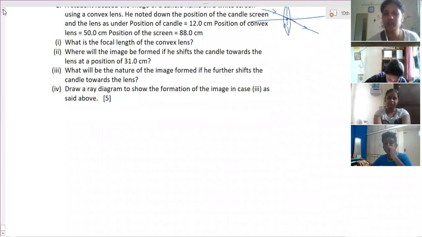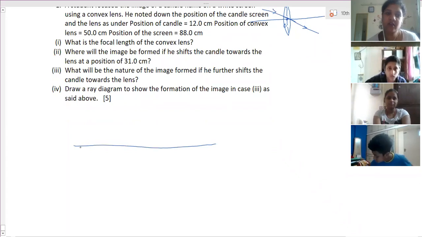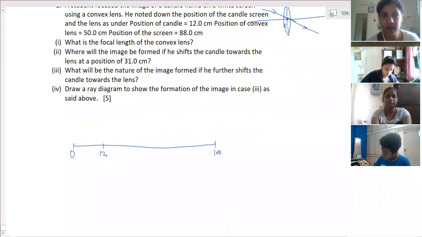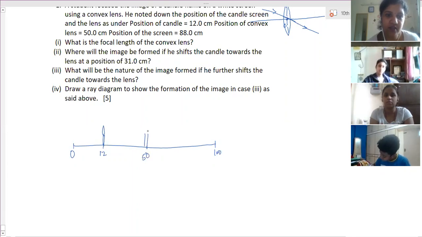So now this is actually the meter scale on which your objects have been placed. It starts from 0 to 100. At the 12 centimeter mark, here the candle is placed. Then at the 50 centimeter mark, here is your lens, the convex lens, placed. And at 88 centimeter, the screen has been placed like this.